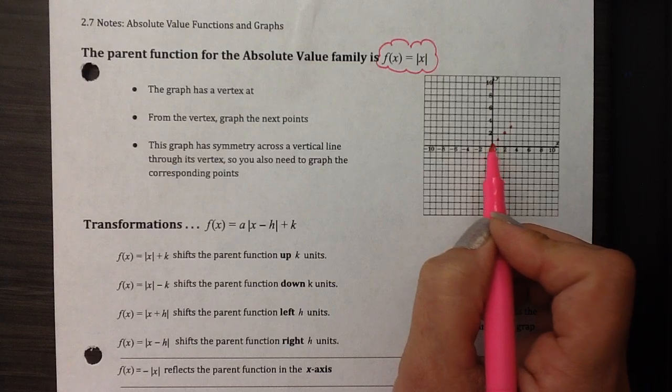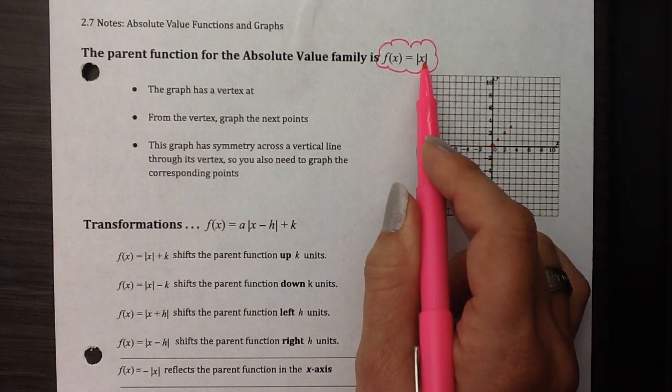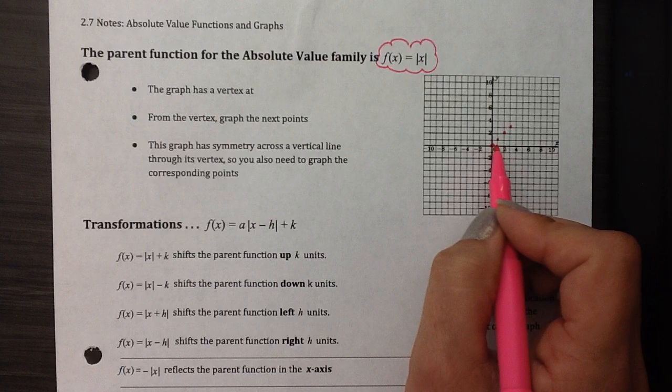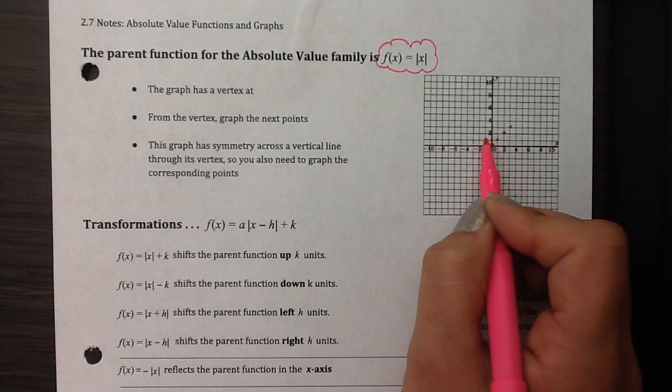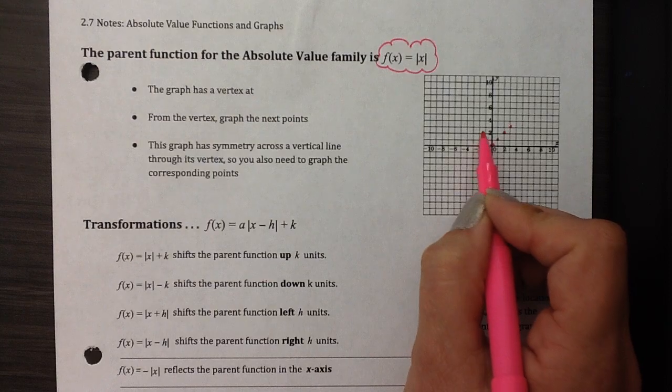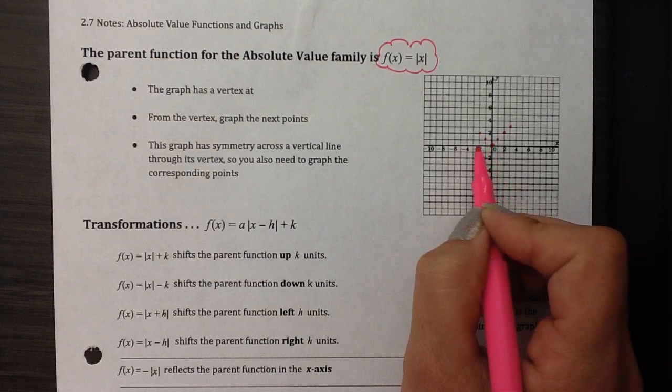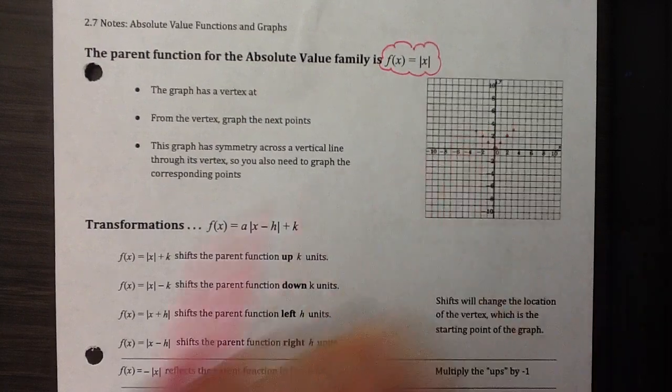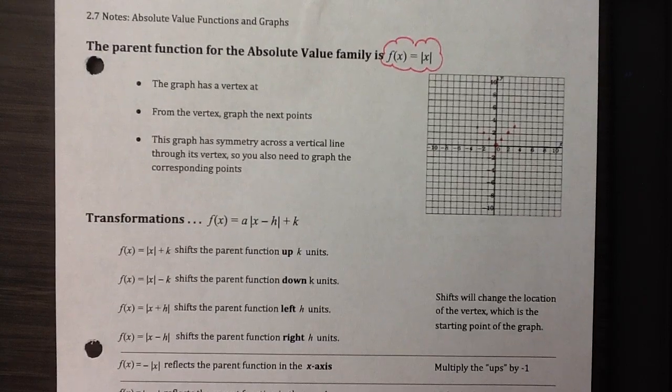Then if I put in -1, it would also be 1 unit away from 0, so -1 would go to 1. -2 is 2 units away, so -2, 2. And -3 is 3 units away, so -3, 3.